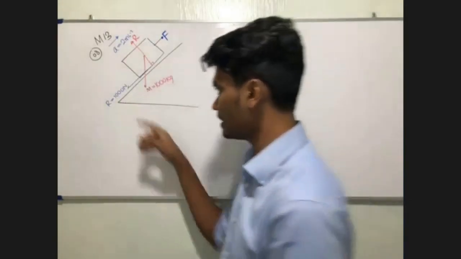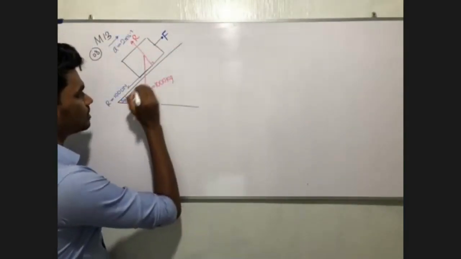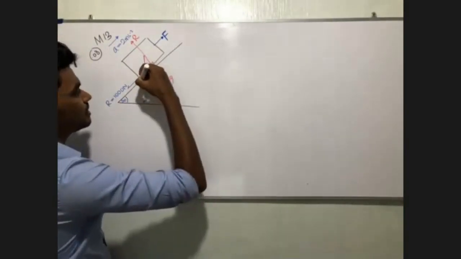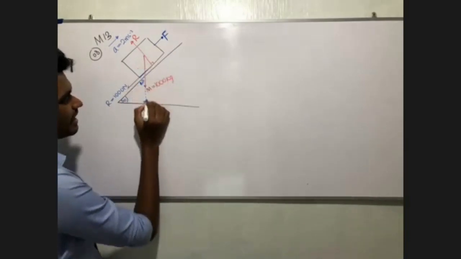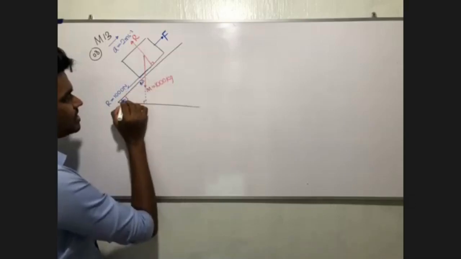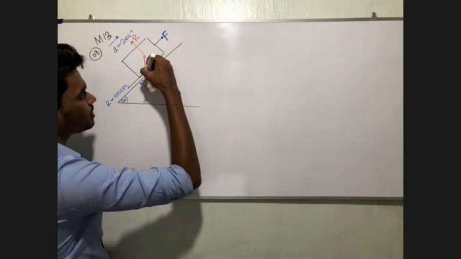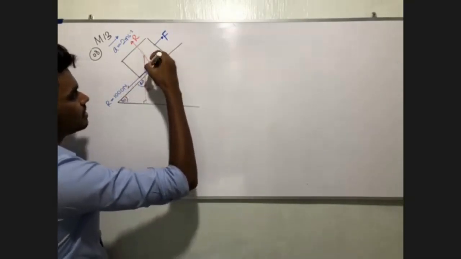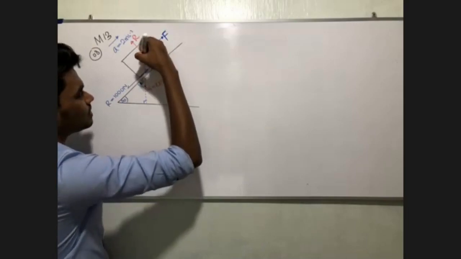If this is 30, this is 90, this is 60. Consider this triangle. This is 30, this is 90, this is 60. Then this is also 60, vertically opposite angles. This is 90. Therefore, this is 30.